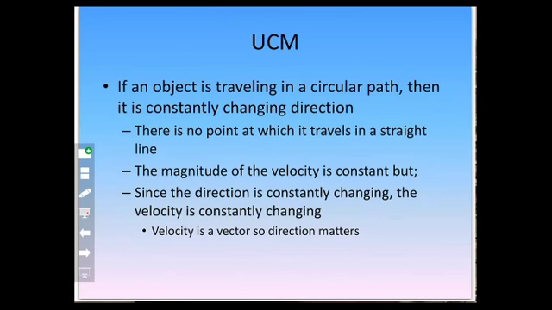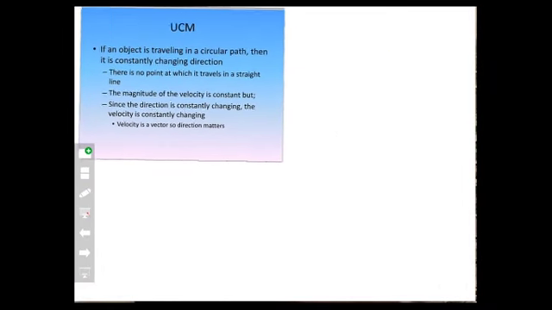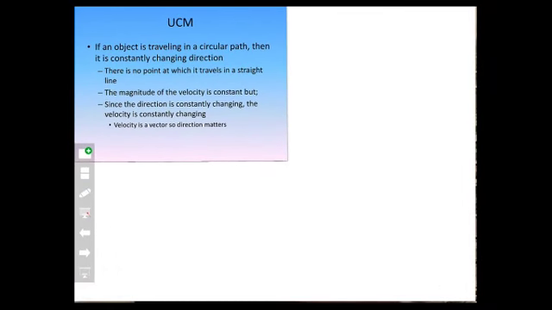And so as it's moving around, the magnitude of the velocity, which we now know is called the speed of an object, is constant, but because the direction is changing, the velocity is also changing. And remember that velocity is a vector, so the direction of motion does in fact matter. And if we draw ourselves a little circle, we can easily see this.